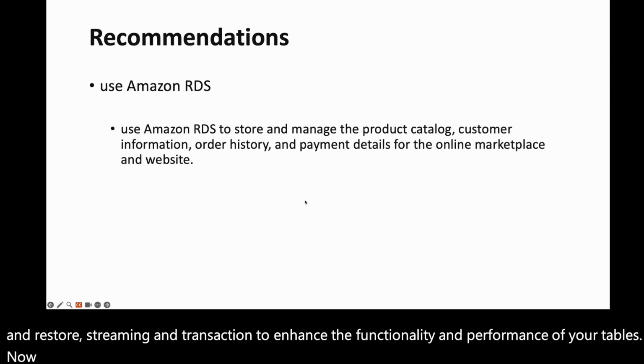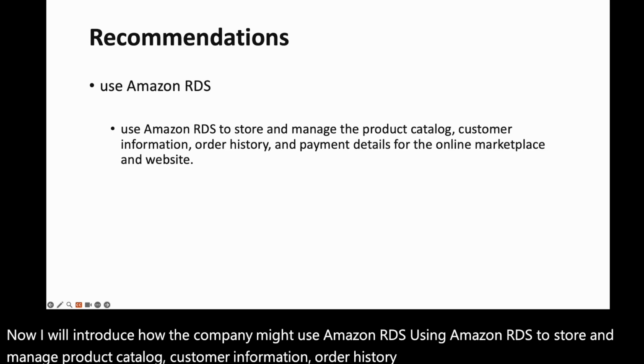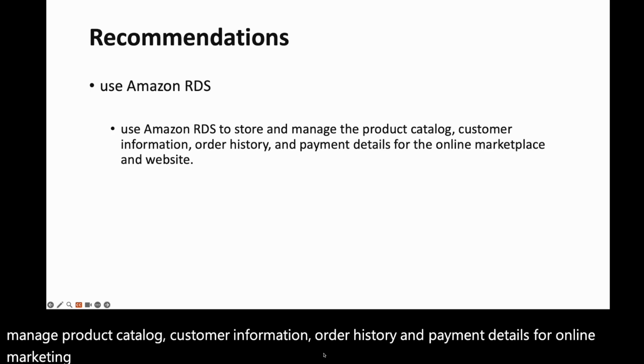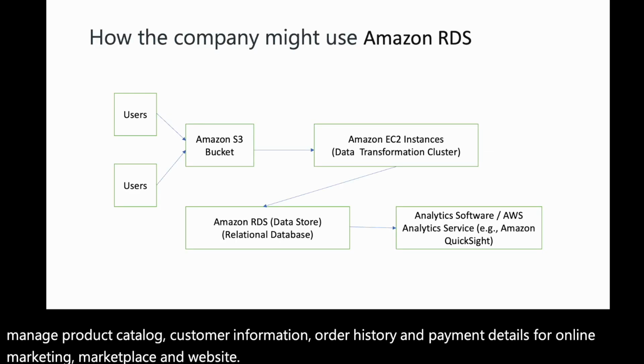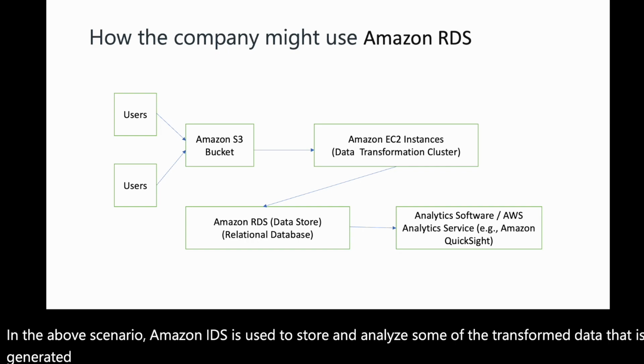Now I will introduce how the company might use Amazon RDS. Using Amazon RDS to store and manage a product catalog, customer information, order history, and payment details for an online marketplace and website. In the above scenario, Amazon RDS is used to store and analyze some of the transformed data that is generated by a cluster of Amazon EC2 instances.